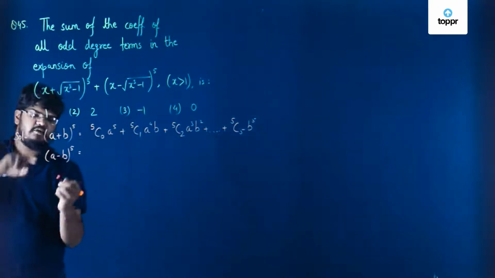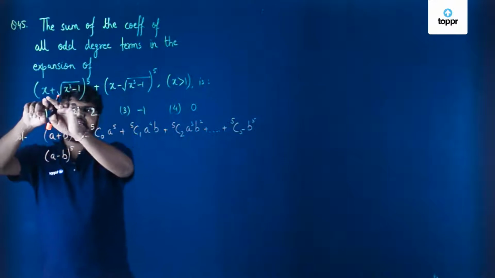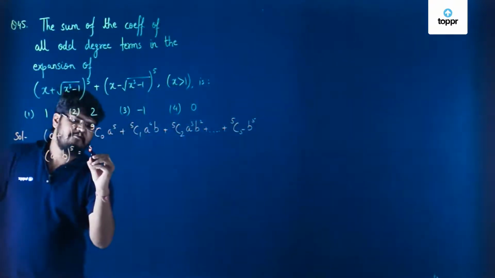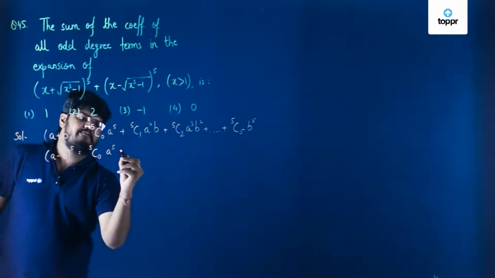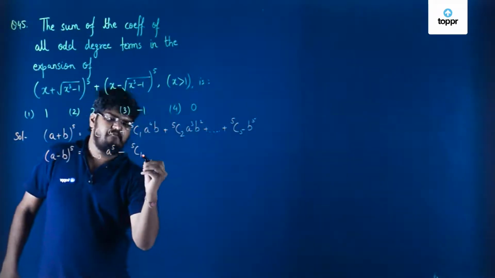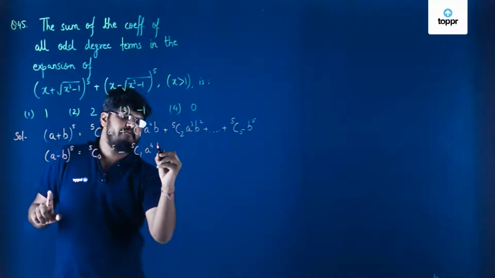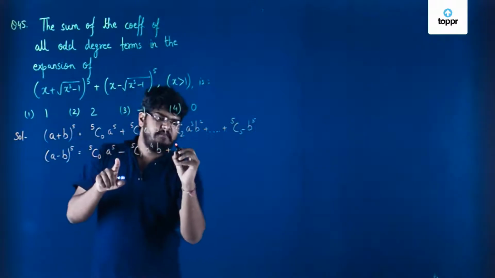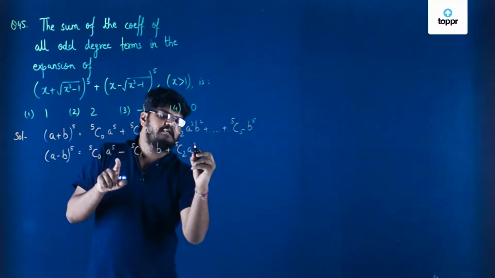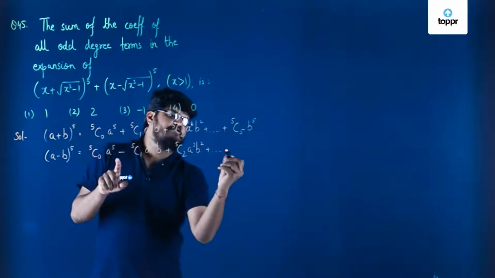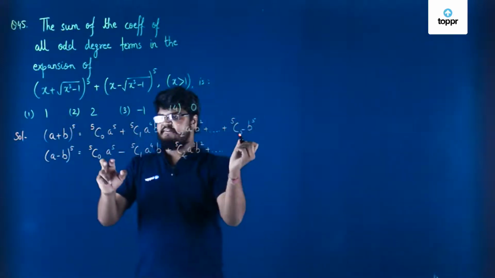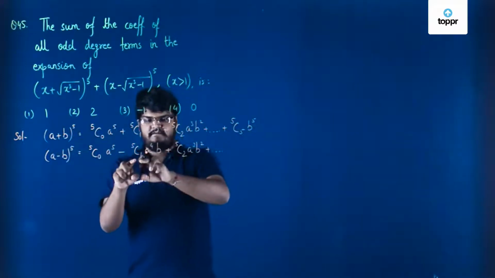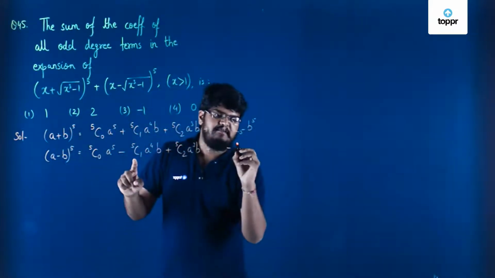The reason I am writing both of them is because here you can see it is (a + b)^5, and here it is (a − b)^5. So it will be equal to 5C0 a^5 − 5C1 a^4 b + 5C2 a³ b² and so on up until the last term 5C5. Since 5C0 is positive and 5C1 is negative, that is why 5C5 b^5 will be negative.